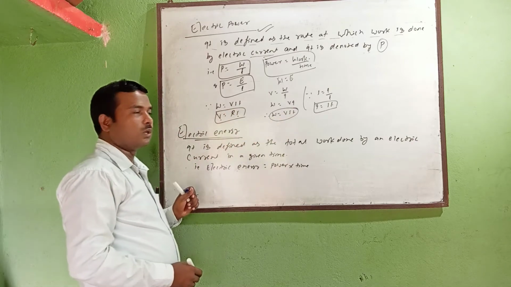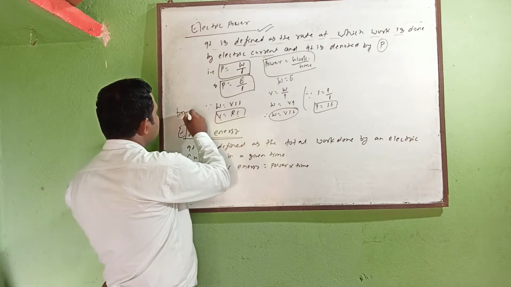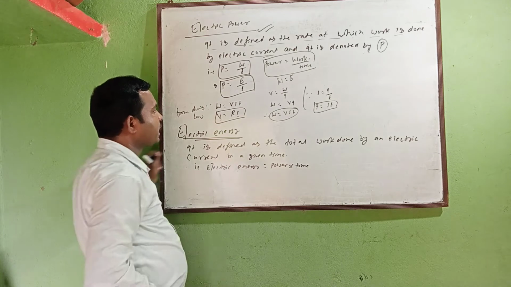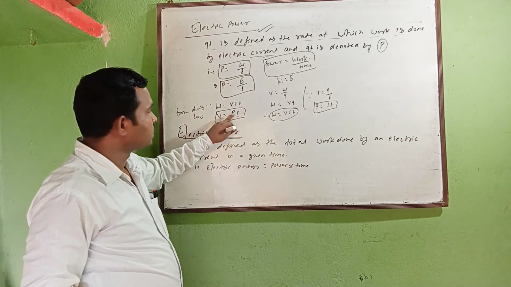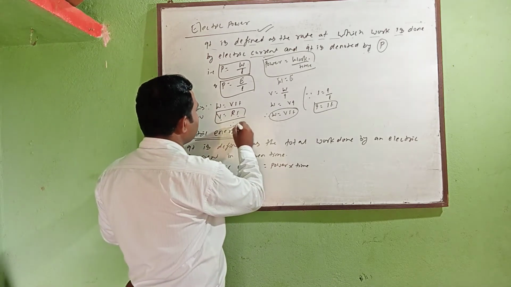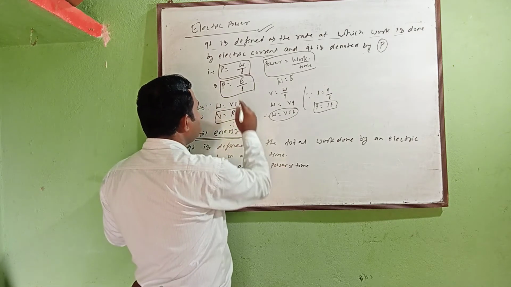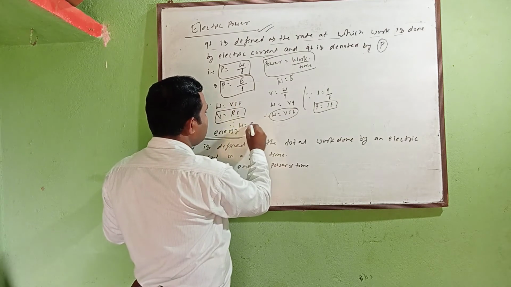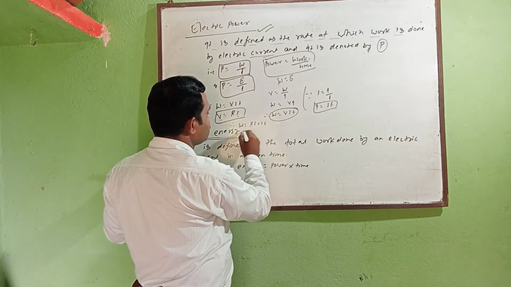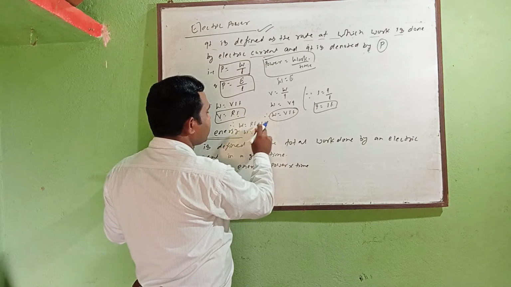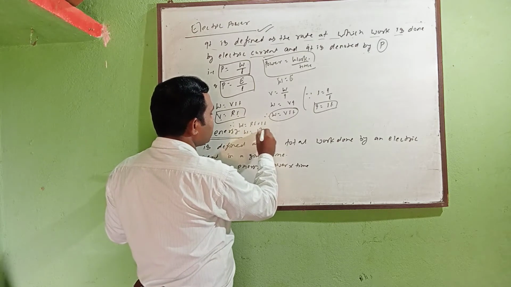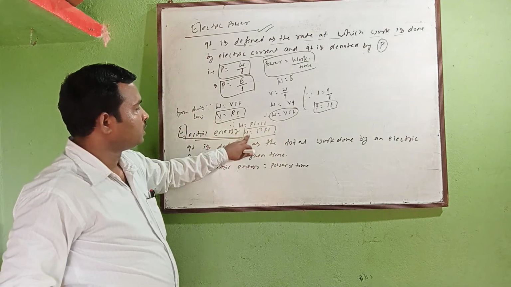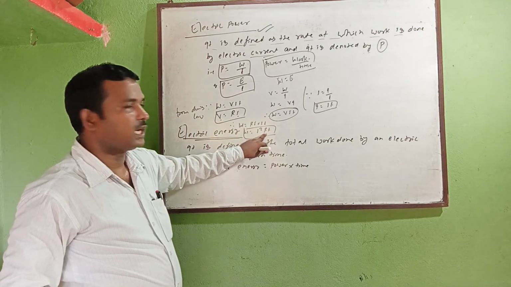And by using Ohm's law, what is the formula? V is equal to RI. So this value you can substitute here. Therefore W, or P also, W is equal to, at the place of V, you write RI into IT. So W is equal to I square RT. Can we write here? One formula: W equal to I square RT.